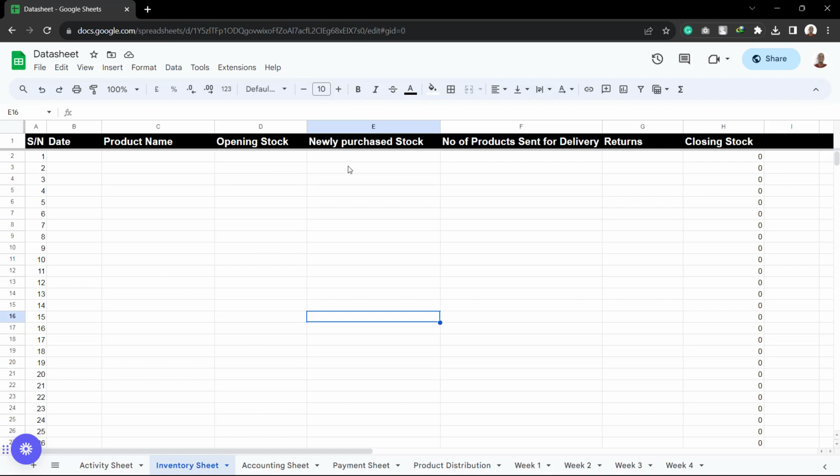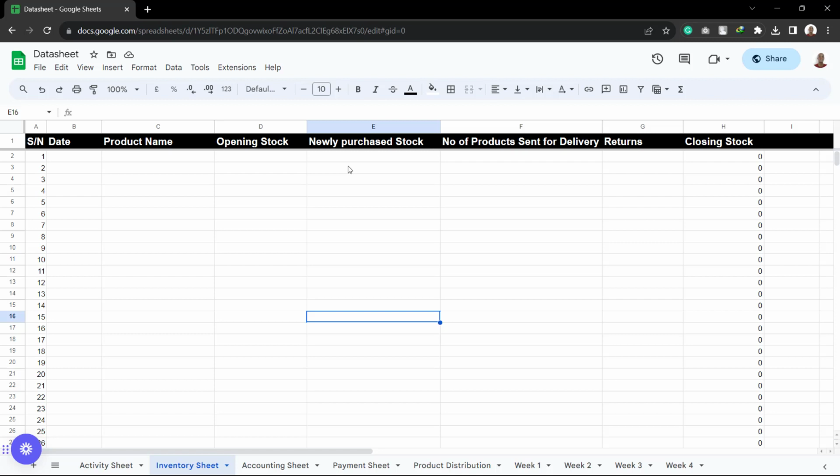The newly purchased stock is the amount of products that is just bought. Maybe we bought new products in, so that's the newly purchased stock. The next one is the number of products sent for delivery. That is the amount of products that we sent out for delivery, whether it's through GIG or we sent it to our delivery persons at different states. So the amount of products that were sent out will also be recorded.